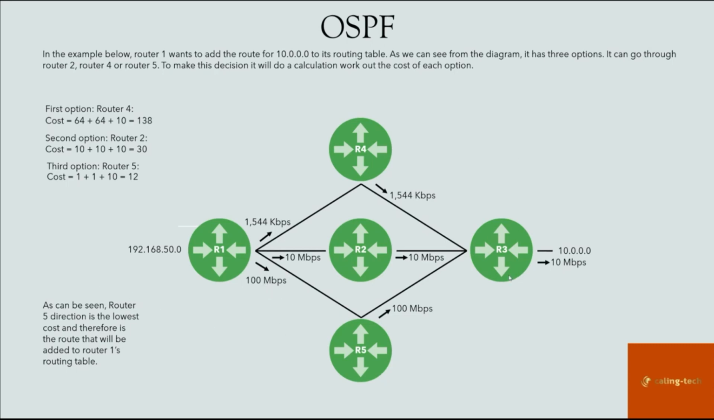So as we can see from this and looking at these routes, the router 5 direction, the 100 megabit direction with a cost of 12, is the lowest cost, and therefore that's the route that will be added to router 1's routing table. So any data that comes through from 192.168.50.0 at router 1 that is destined for router 3's 10.0.0.0 network will follow the path of router 1 to router 5, router 5 to router 3, and router 3 to the network.